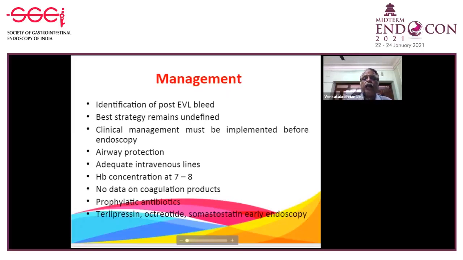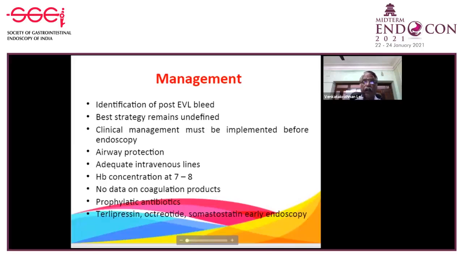Clinical management must be implemented before endoscopy. That means if the patient has an exsanguinating bleed, he has to have airway protection. He should have adequate intravenous lines. And just like an acute variceal bleed, we need to follow the restrictive blood transfusion strategy and maintain the hemoglobin concentration at 7 to 8 unless the patient has coronary artery disease.